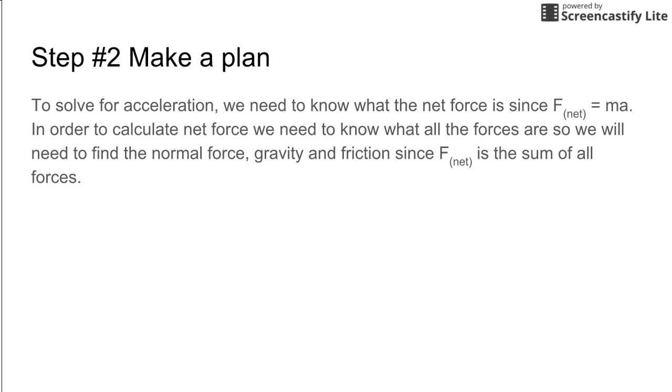Next, we're going to make a plan. In order to solve for acceleration, we know we need to use Newton's second law, which is F equals ma. But the F in that equation is the net force. We don't know the net force yet. So in order to find the net force, we need to know all the forces acting on the object because the net force is just the sum of the forces acting on an object. So we're going to figure out all the individual forces, add them up to find the net, and then we're going to use the net force with the mass that we already have to solve for our acceleration.